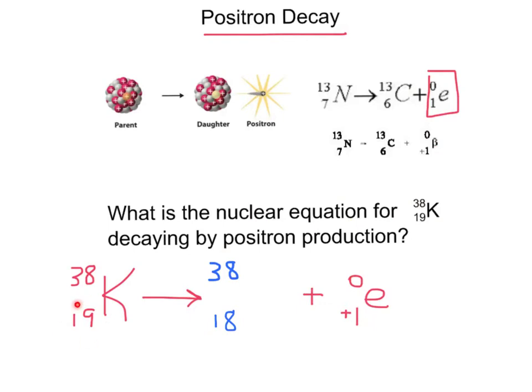So our element here, when we look on the periodic table, what element has 18 protons? Argon. So our nuclide that is produced is argon.